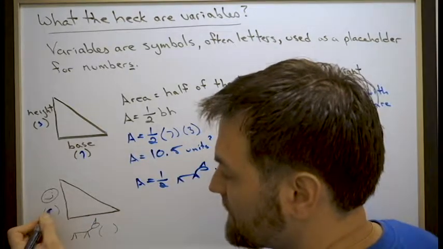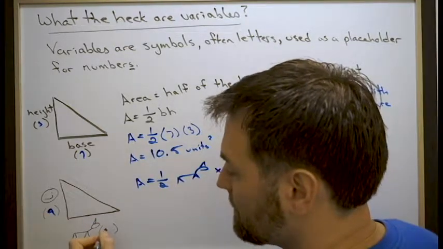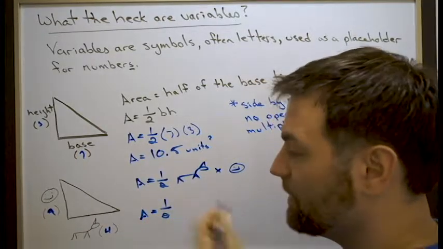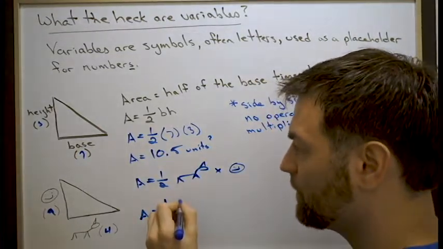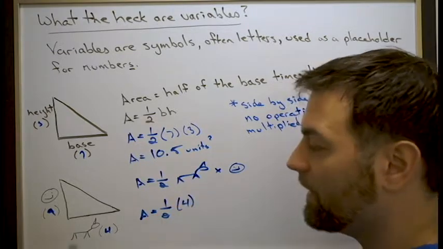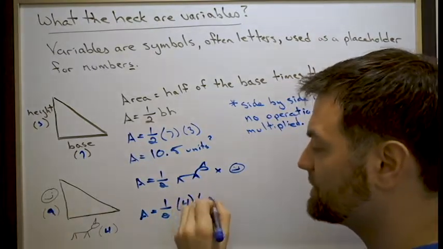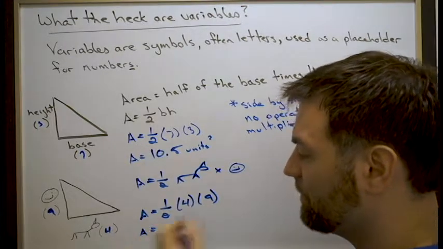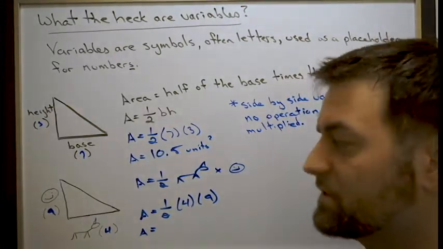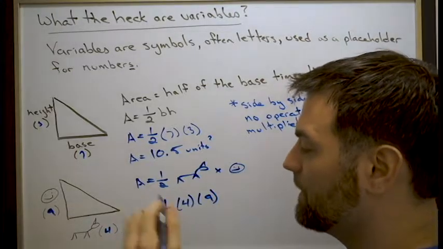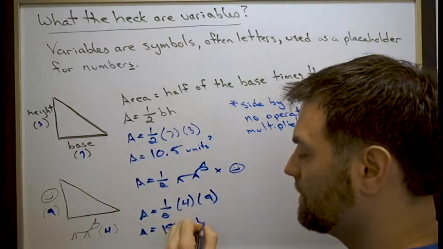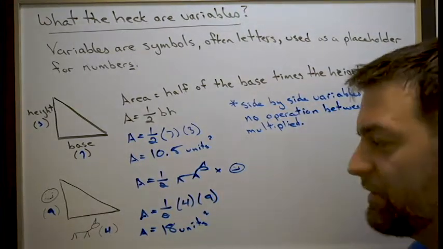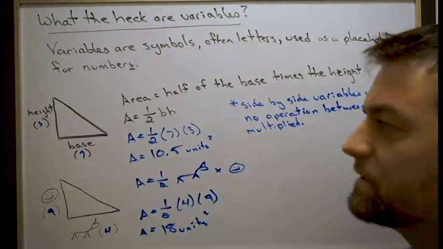I can say that is 9, that is 4, and so now I have area is 1/2. Our unicorn represents a 4, and our happy face represents a 9. So area is 1/2 of 4 times 9. 4 times 9 happens to be 36, and half of that is 18. So 18 units squared.